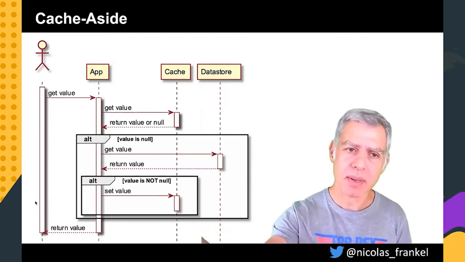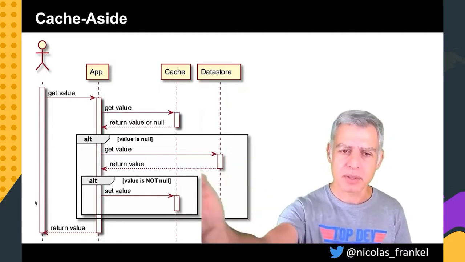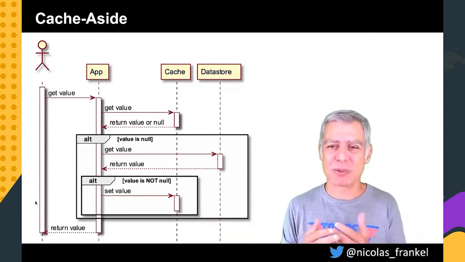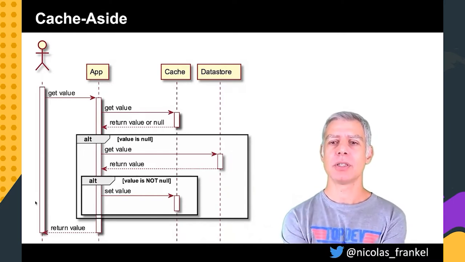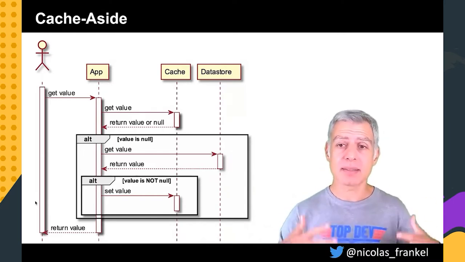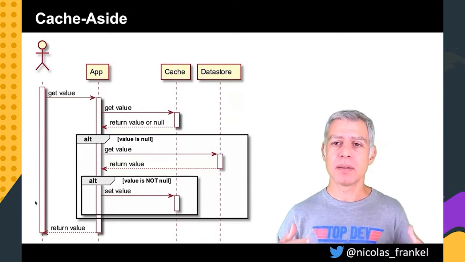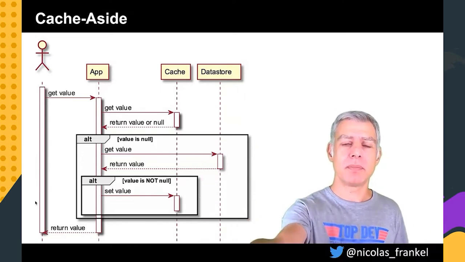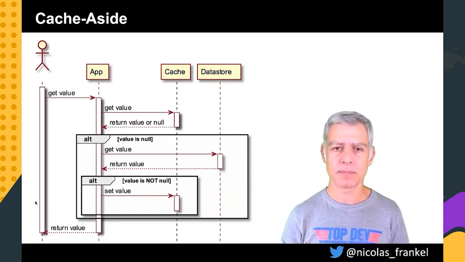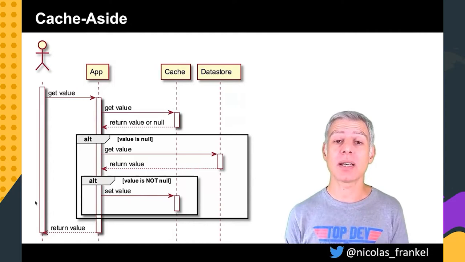In general, the data store is the database, but it can be anything. Then you get the value from the data store. And if you find it, because there is a chance you don't find it, then you put it in the cache. And then you return it to the client. The next step is that the client gets the same entry from the cache, and it's there, and it returns immediately without going to the data store. So let's check how it's done.